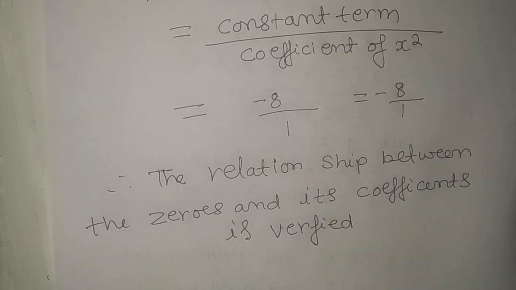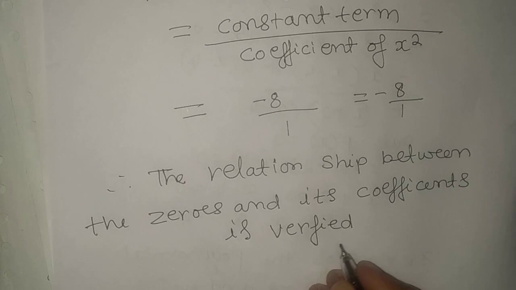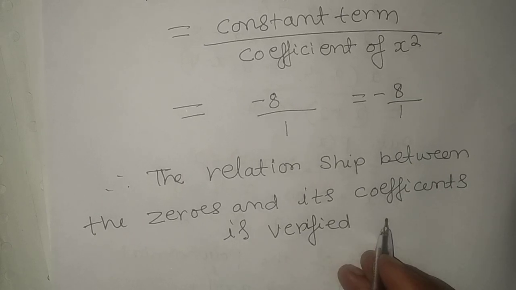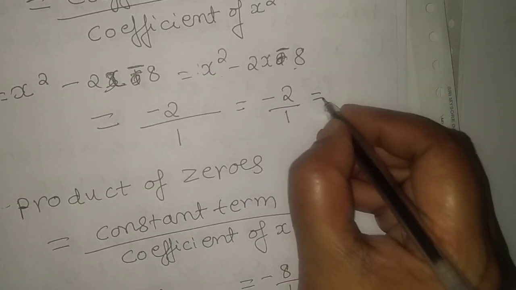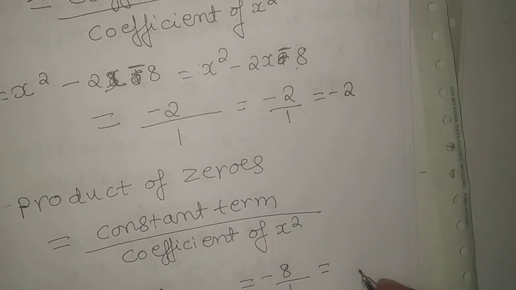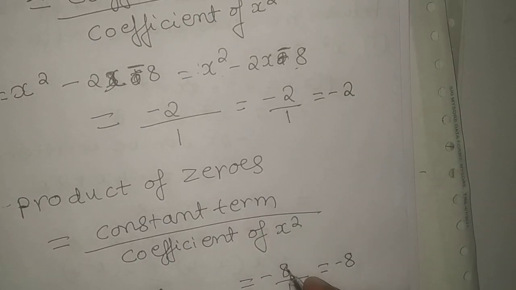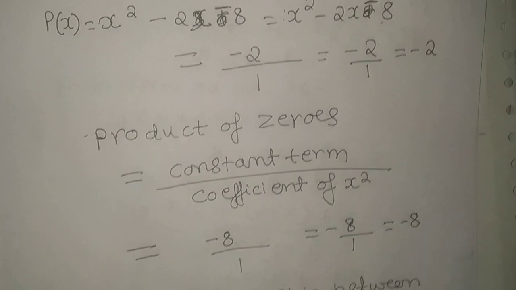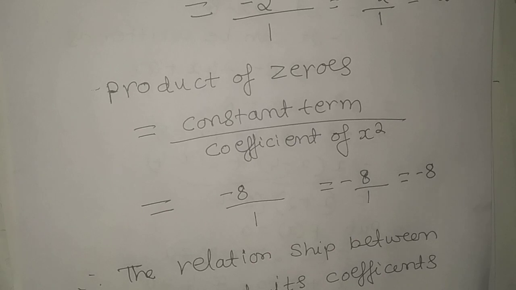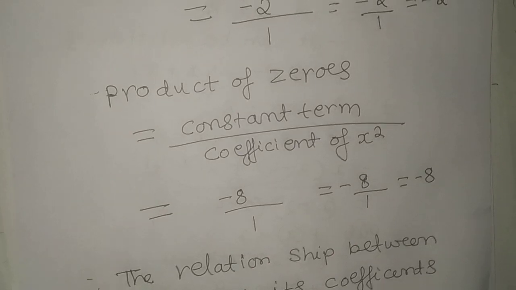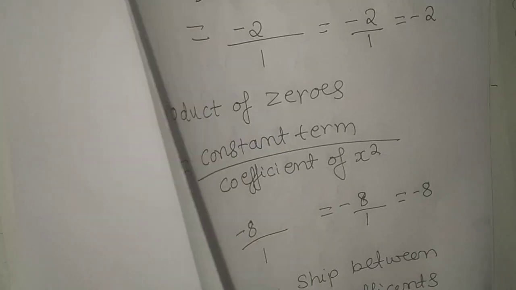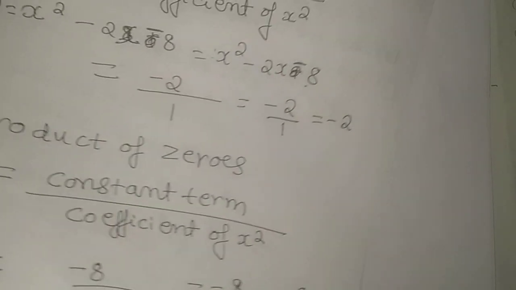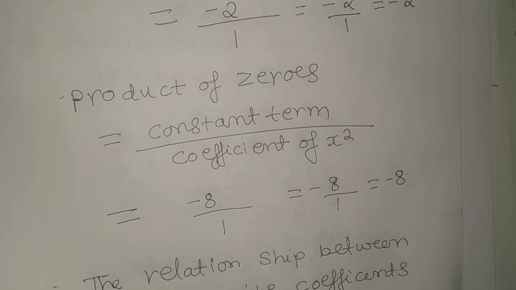So this is the solution for the first problem. Minus 2 by 1 means this is minus 2 and this is minus 8. Therefore this is the solution for the first problem, that is the 9.2 exercise first problem. So we move on to the next one.